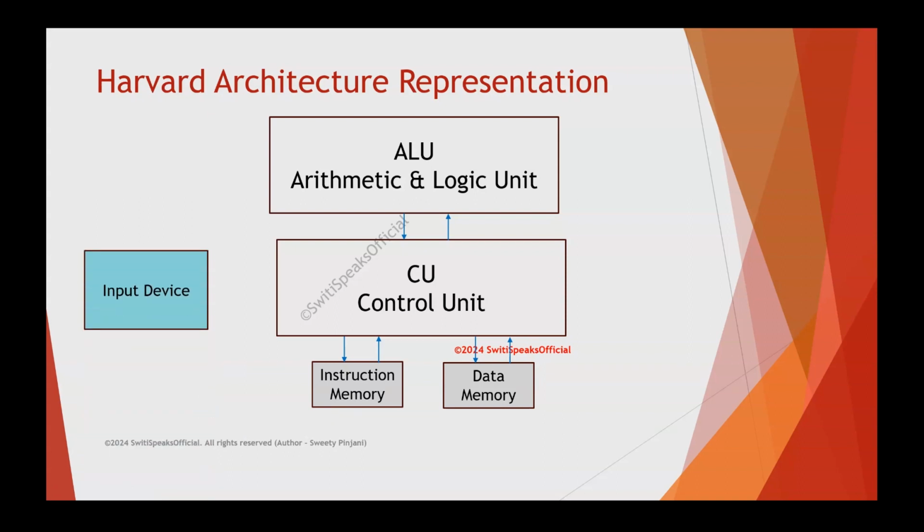Then you have the input device which will provide input to your CPU. Some examples of input devices can be keyboard, mouse, microphone, and they provide the input to your processor. Then we have output devices which will take the output of your processor. An example of an output device can be a monitor, where you can see the output. It can be a printer. These are some examples of your output devices. This is the representation of Harvard architecture. Now let's see what the advantages of Harvard architecture are.